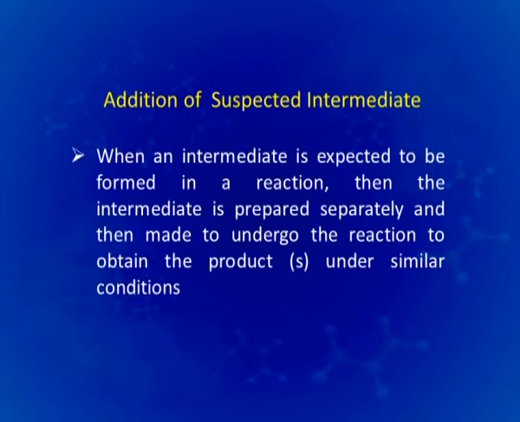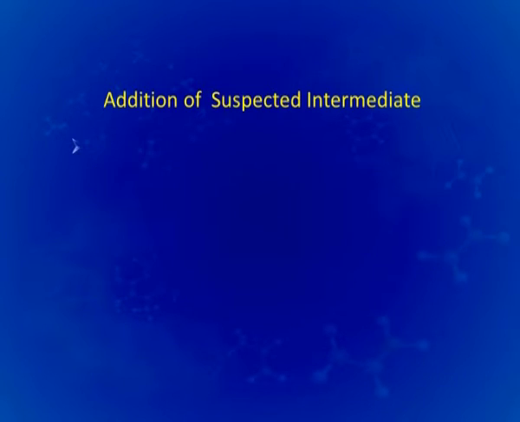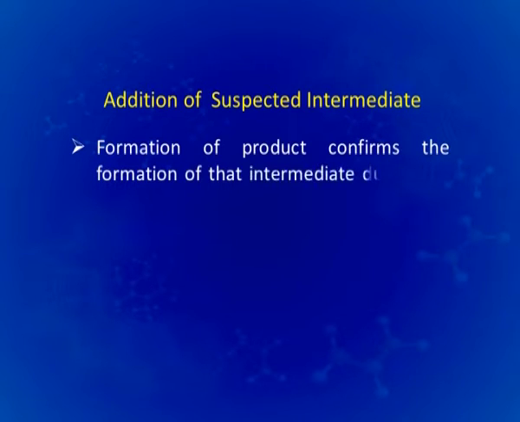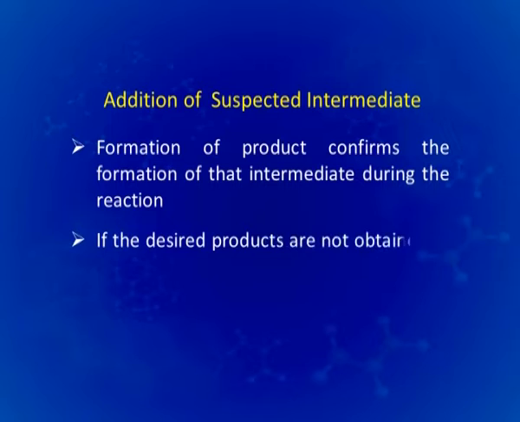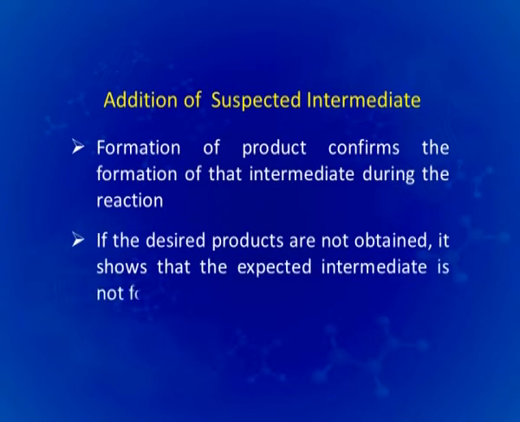What will this conclude? Suppose we get the same compound, the formation of the product which we were actually expecting to get confirms the formation of that intermediate during the reaction. If we have got the desired product, it means the suspected intermediate is actually getting formed. This confirms the presence of that particular intermediate. If the desired products are not obtained, it shows that the expected intermediate is not formed. That means the intermediate is not there, therefore it is not leading to the product which we are expecting to get formed.